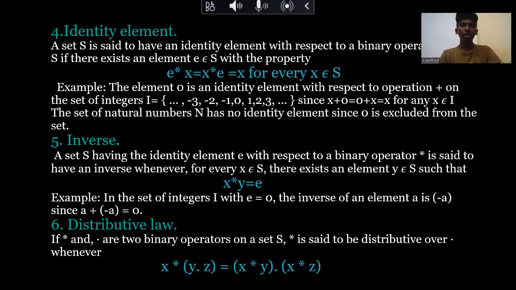If star and dot are two binary operators on a set S, star is said to be distributive over dot whenever x star (y dot z) equals (x star y) dot (x star z). So you can use an operation between x and y dot z that can be either addition or multiplication or division, and it will be equal to x with that operation to y, dot x with that operation to z. Depending on the operation, the answer might vary over here.